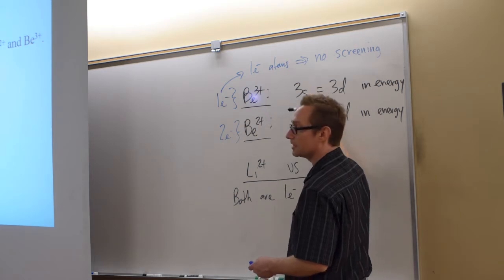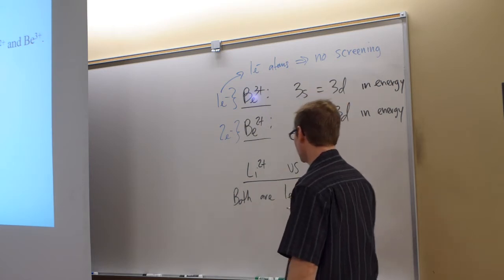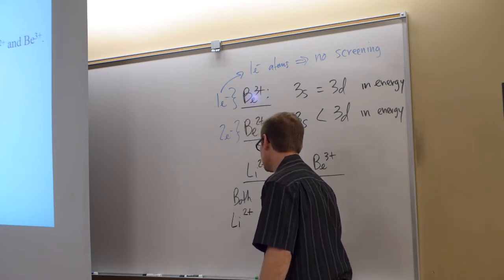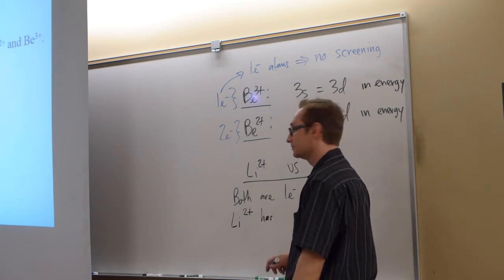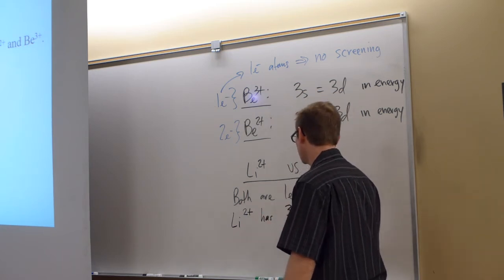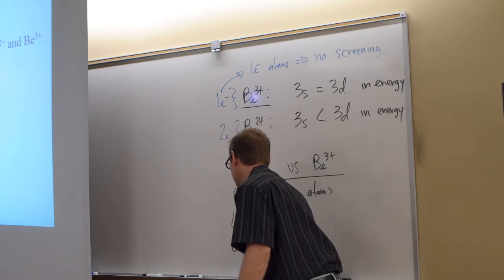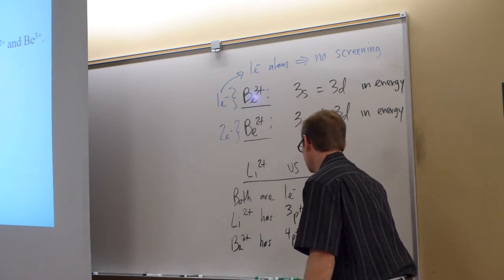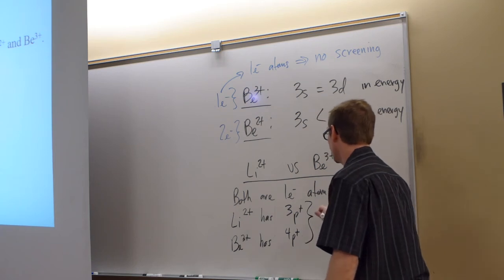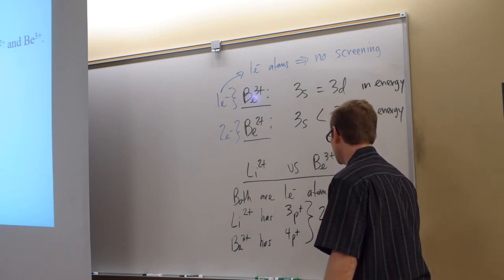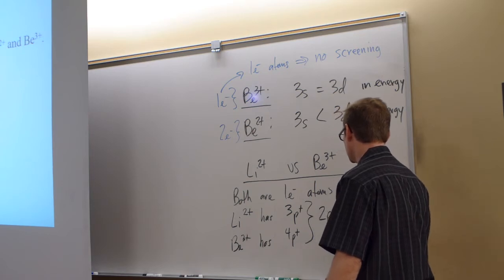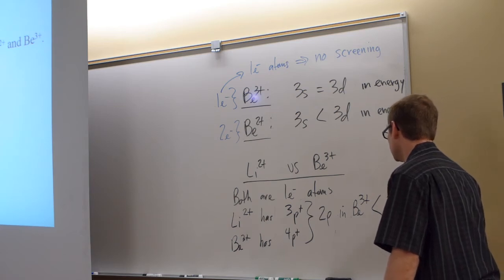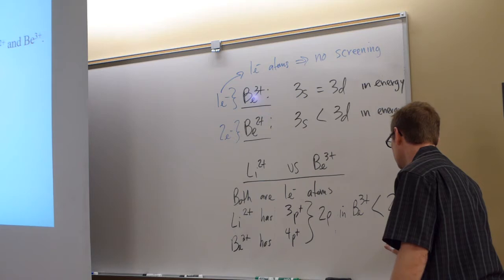So this is sort of like quantum theory, but this is a Coulomb's law argument. Lithium 2+ has how many protons in it? 3 protons. Beryllium 3+ has 4 protons in it. Therefore, the 2p in beryllium 3+ will be lower in energy than the 2p in lithium 2+.